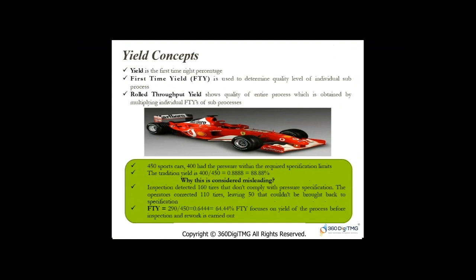What is yield? What is traditional yield? Let us discuss that. Yield is a first time right percentage. And we have first time yield and rolled throughput yield. First time yield is used to determine the quality level of an individual sub-process. If I multiply the first time yield of each and every sub-process, I would ultimately get the rolled throughput yield. Let us understand this with an example.